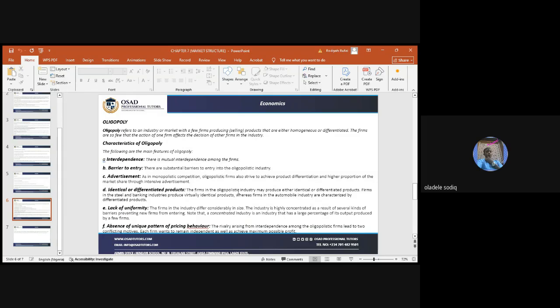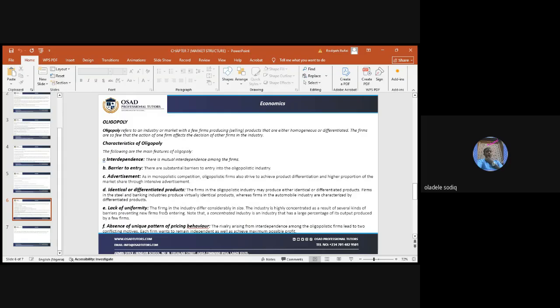Then there is also what we call differentiated product. The firms in the oligopolistic industry may produce either identical or differentiated products. Firms in the steel and banking industry produce virtually identical products, whereas firms in the automobile industry are characterized by what? Differentiated products. So what we are saying is that under oligopoly, they produce differentiated products.